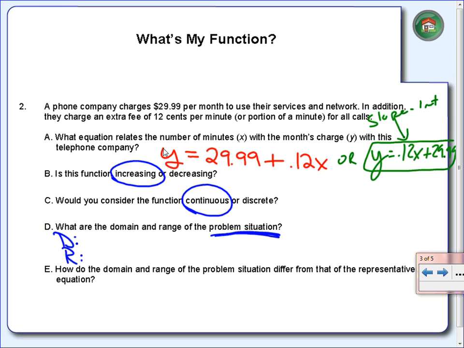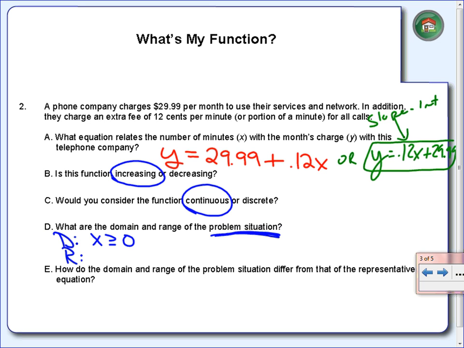What's wrong with that? Why can't I say that? Oh, you're going to say it? All right, say it again. X is greater than or equal to 0. Why? That's right. You cannot be on the phone for negative 5 minutes, can you? Can you be on the phone for 0 minutes? Yeah. Can you be on the phone for 1 minute, 2 minutes, 3.5 minutes? Sure. But you cannot be on the phone for negative minutes. Okay? So that's why our domain has to be greater than or equal to 0.